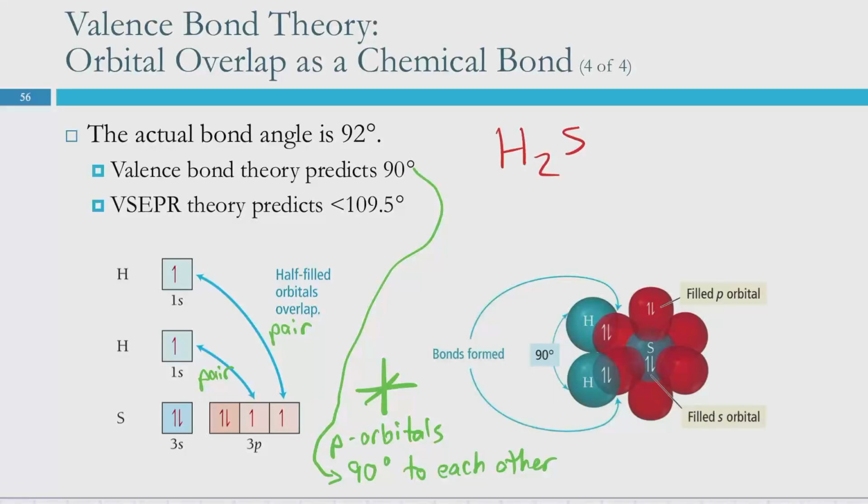Valence shell electron pair repulsion theory predicts less than 109.5. We would have a tetrahedral electron geometry. That's the one where we hit the X and we turn 90 degrees at the torso, right? And then we get rid of two of those, and so we end up with the bent geometry. We would only be able to predict less than 109.5 degrees. The actual bond angle, according to people who've measured it, is 92 degrees. So in this way, valence bond theory is closer than valence shell electron pair repulsion theory.